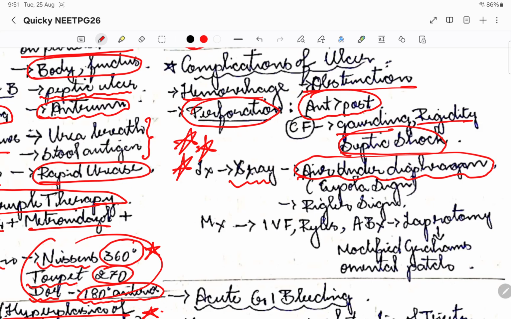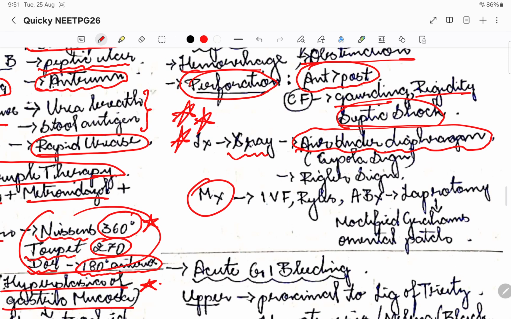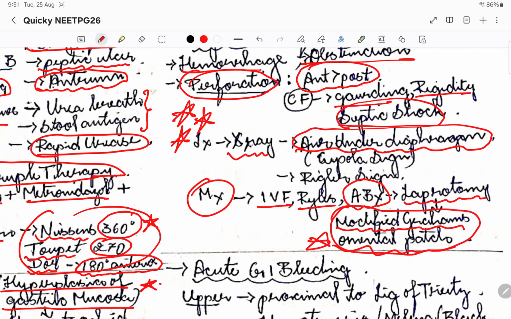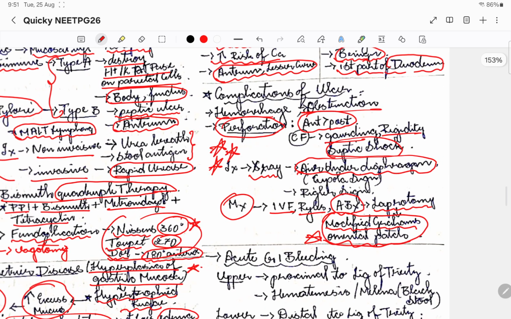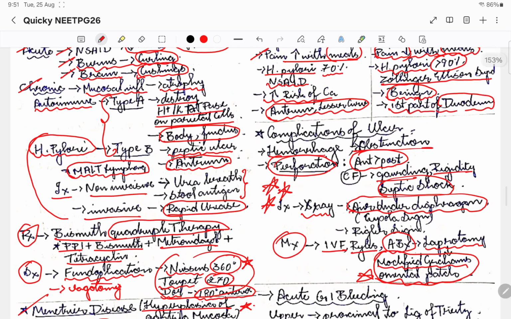Coming to management, IV fluids will be given, the Ryle's tube will be introduced, and antibiotics can be given. Post antibiotics, we can directly go for laparotomy. In laparotomy, what we do is the modified Graham's omental patch. In esophageal perforation also we did the omental patch, right? So here also it is the same thing.